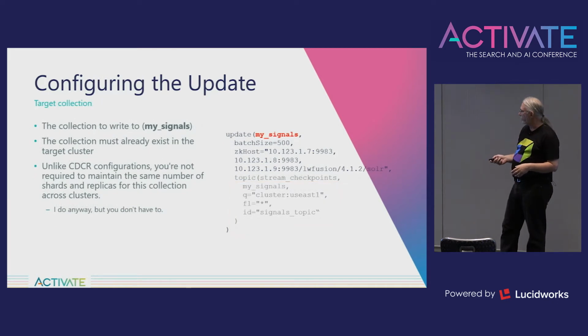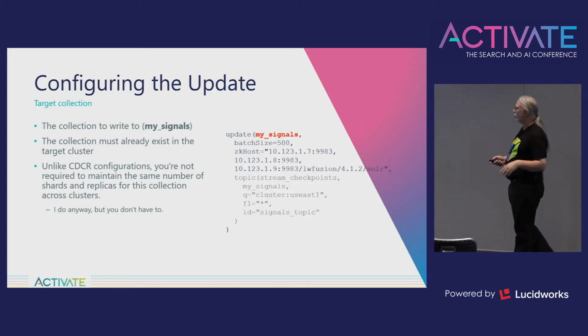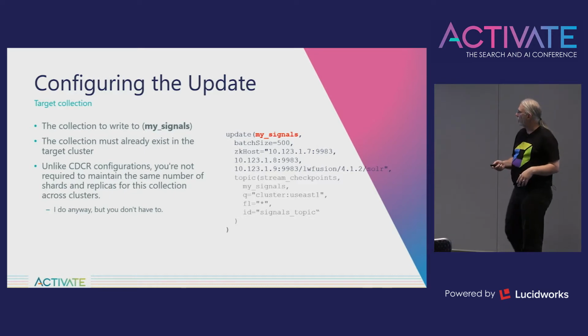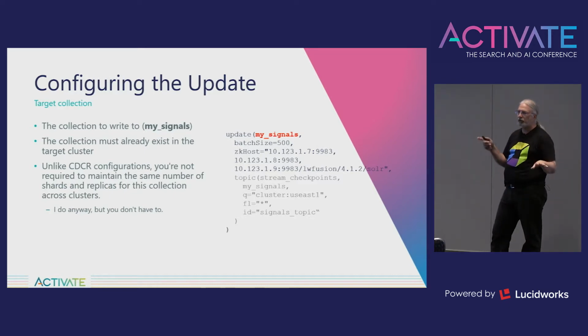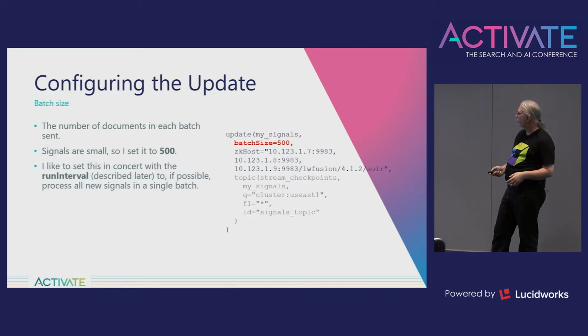So again, I'll kind of zip through this because I know I'm going to run out of time. This is the collection that we're going to write to. It must already exist in the target cluster. It won't create it for you. And unlike CDCR, you're not compelled to have the clusters have the exact same shards and replicas. If you need them to be different, you can. It won't affect the streaming expression. Number of documents to send.